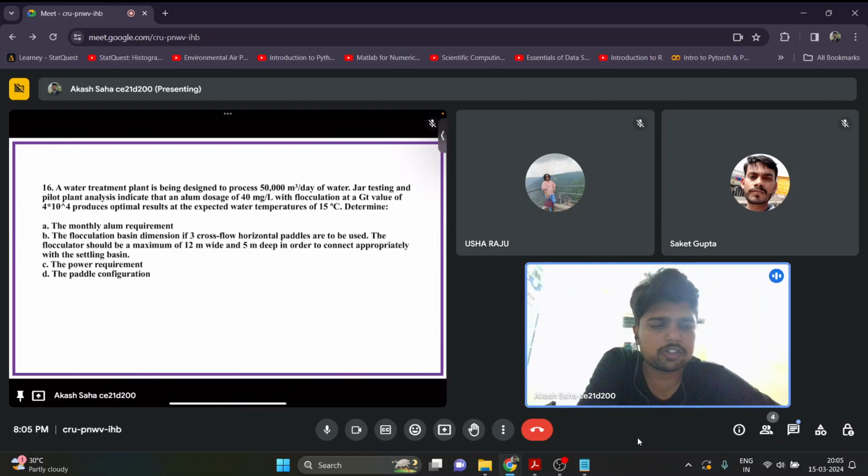So everything related to the flocculation design is there in this question. Step by step we will solve the problem and we will design each of the parameters. I will also draw the reactor so you can see the orientation of my flocculators, the distance, the dimensions, everything I will draw. So alum dosage is given, the GT value is given, the rest of the things we have to design, the power and the paddle configuration. Okay, you please take a screenshot of this question. We will see the solution now.